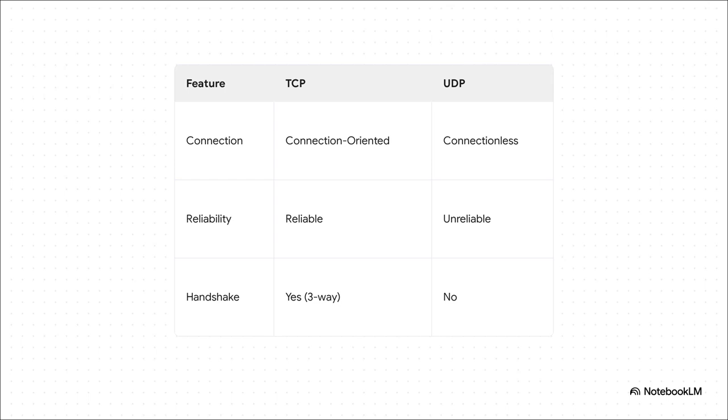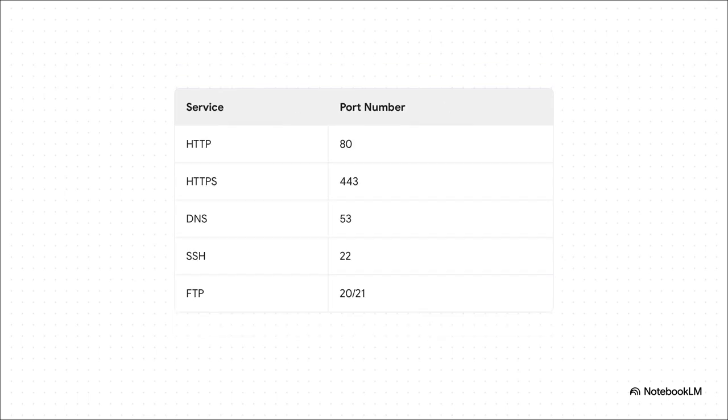UDP is for speed. Think live video, online games, voice calls, anything where it's better to miss a little data than to wait for it. Knowing when to use which is a huge green flag for an interviewer. One last crucial piece at this layer.